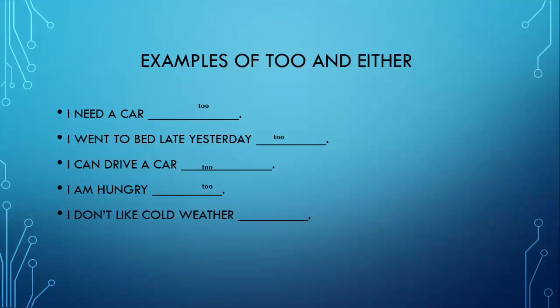Okay. Next is, I don't like cold weather dash. Yes, Iman will tell me, I don't like cold weather dash. Okay, Abigail, beta, you tell me. Either. So, beta, you need to see that don't is used in the sentence. That shows that the sentence is a negative statement sentence. So, you will use here either.